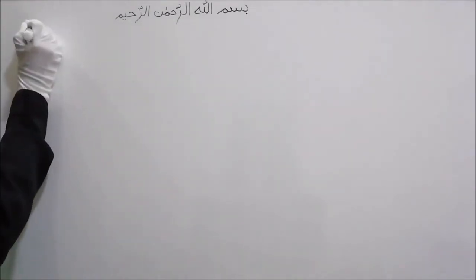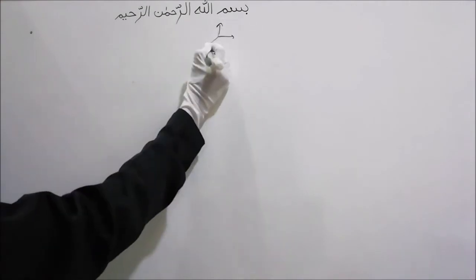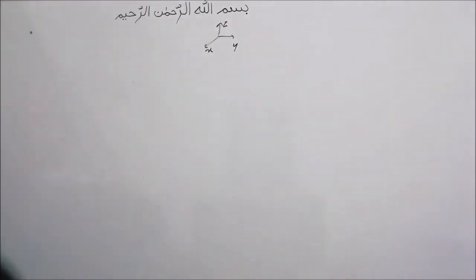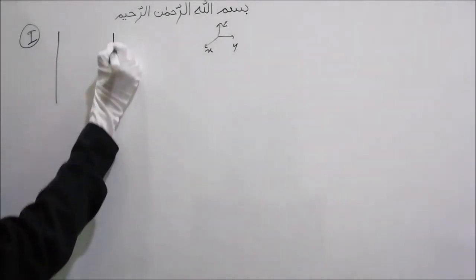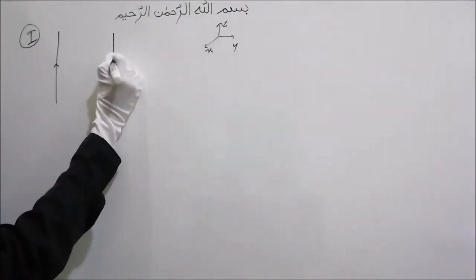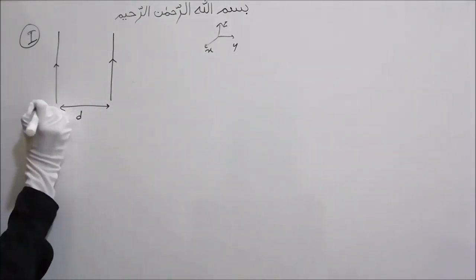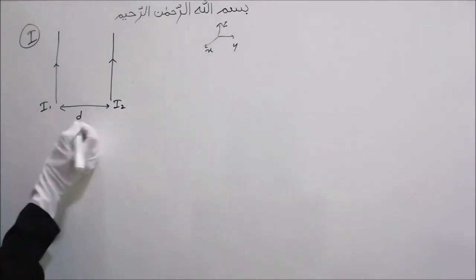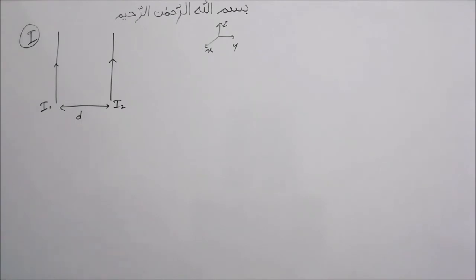Now, knowing the magnetic field due to an infinite wire, let's try to find the magnetic force between two infinite wires. Let's take this direction as the x, y and z axes. I am taking case 1, in which we have two infinite wires carrying current in the same direction, separated by a distance d. Here we have current I1, here we have current I2. The direction of both currents is the same and they are separated by a distance d.